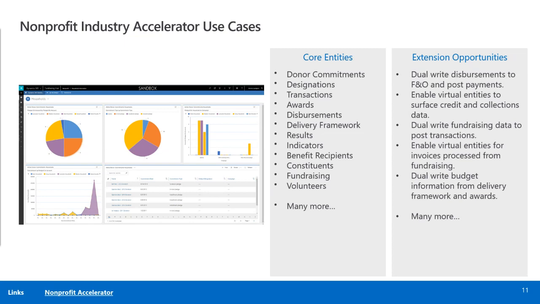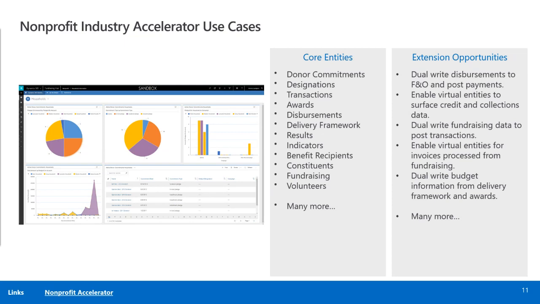When we start thinking about how we might extend and use the nonprofit industry accelerator with finance and operations, we can do things like dual writing those disbursements to finance and operations and post those payments and get the GL and financial aspects of that disbursement tracked in your financial system. We might also enable virtual entities to surface credit and collections data.